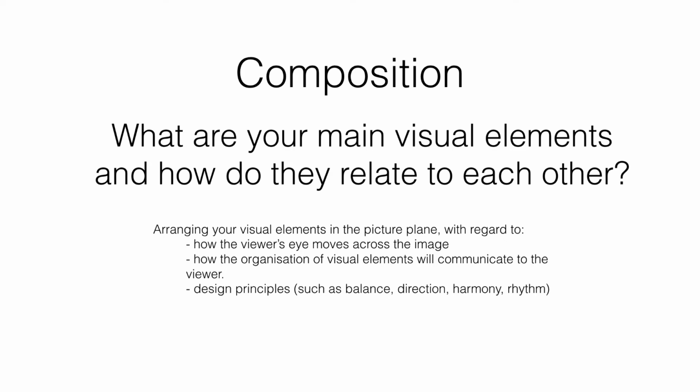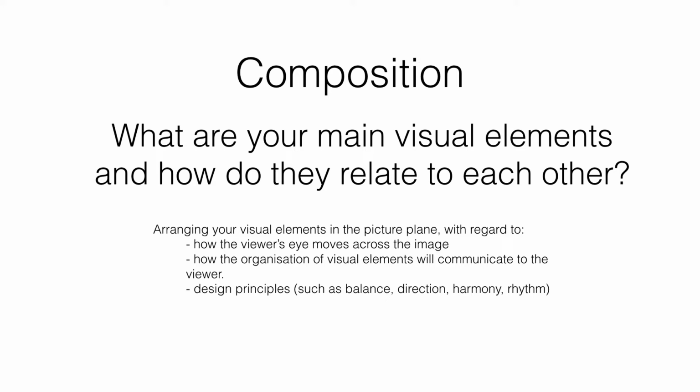Hi students, in this video I'm going to be talking about composition. So what are the main visual elements in your picture and how do they relate to each other? We'll be talking about how you can arrange the visual elements in the picture plane with regard to how the viewer's eye is going to move across the image, how the organization of those visual elements is going to communicate to the viewer, and using your design principles, things such as balance, direction, harmony, and rhythm.